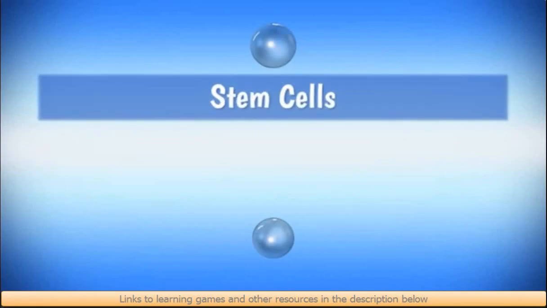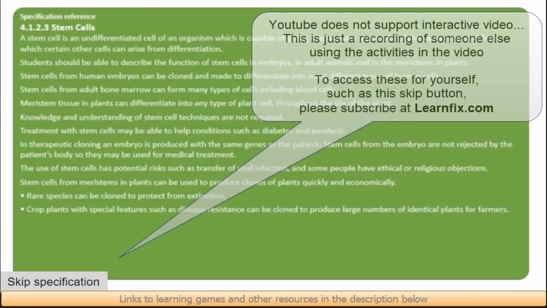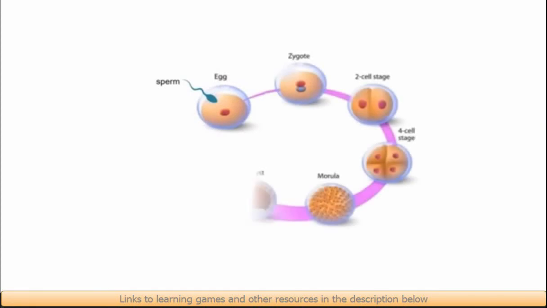In this lesson, we'll be considering how new cells are created. Stem cells. The specification has the following to say about this. A stem cell is... We start off just one cell big, when a sperm cell fertilizes an egg.